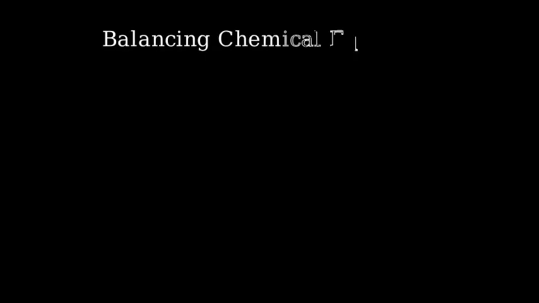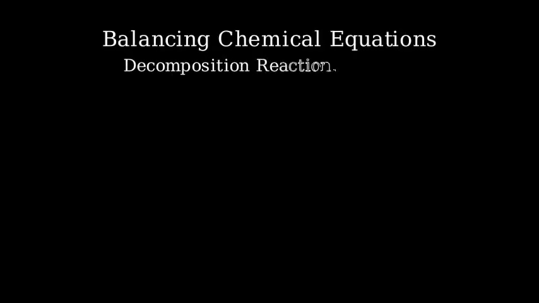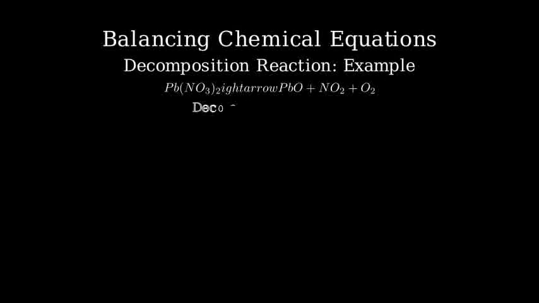In this lesson, we're going to learn how to balance chemical equations. We'll use the reaction of lead nitrate decomposing into lead oxide, nitrogen dioxide, and oxygen gas as an example. Let's first write down the chemical equation that we are trying to balance: lead(II) nitrate decomposing into lead oxide, nitrogen dioxide, and oxygen gas. This type of reaction is a decomposition reaction where a single compound breaks down into two or more simpler substances.